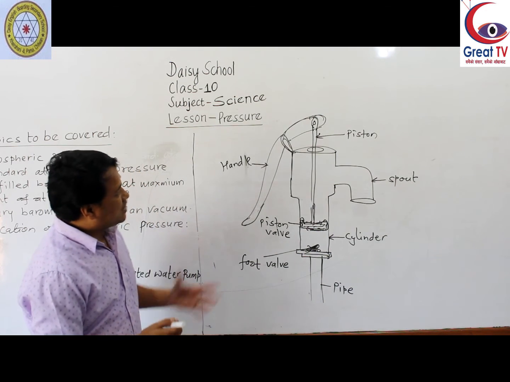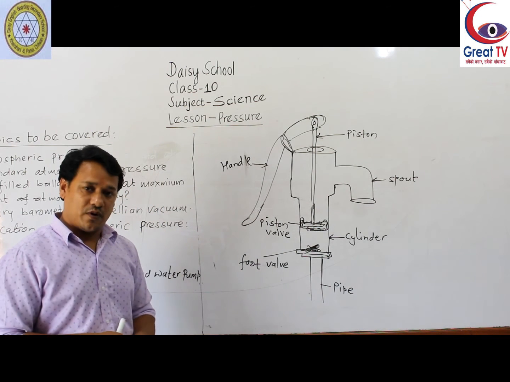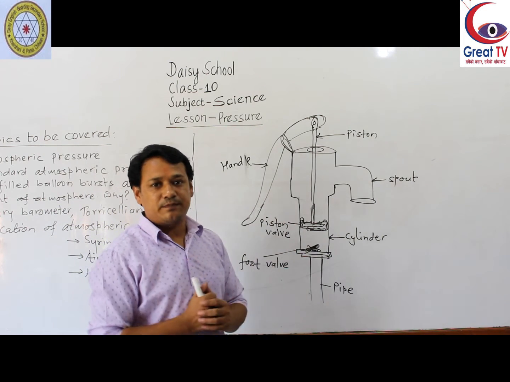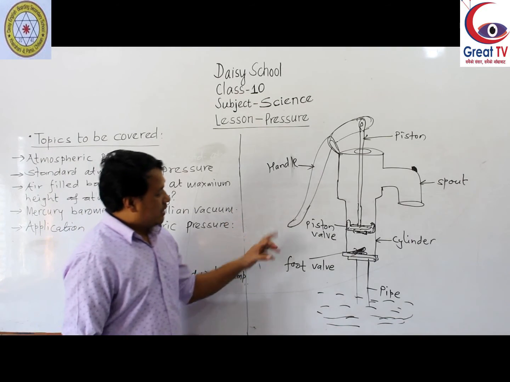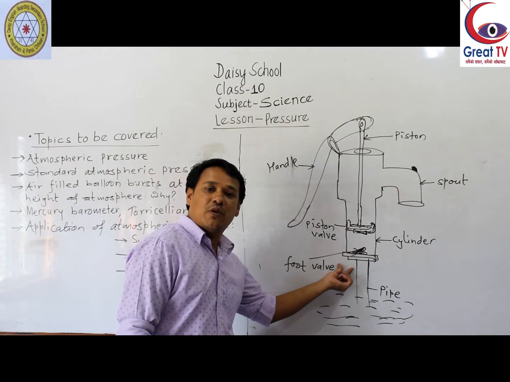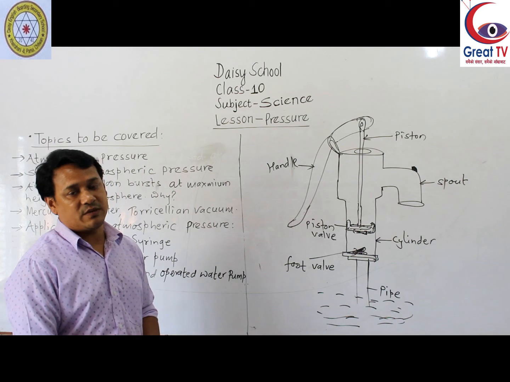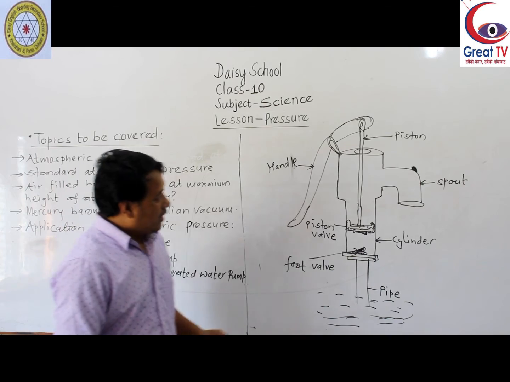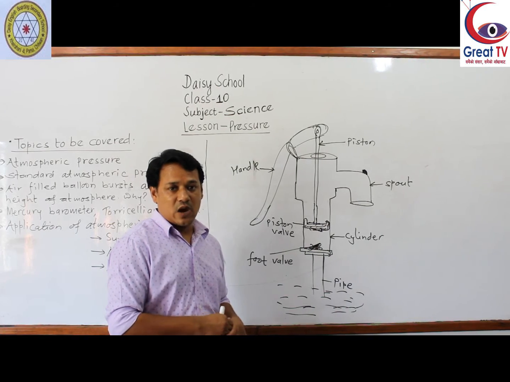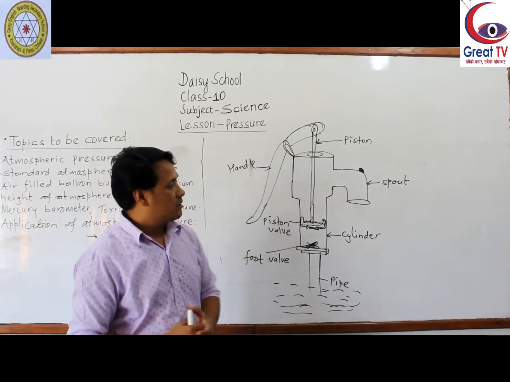So, how does it work? How is it possible to lift the underground water by using a hand water pump? It is very important. Actually, it works in two steps. So, it has a handle, piston, spout, cylinder, piston valve, and foot valve. It works on the principle of atmospheric pressure. How does it help to draw the underground water? We have to discuss this.